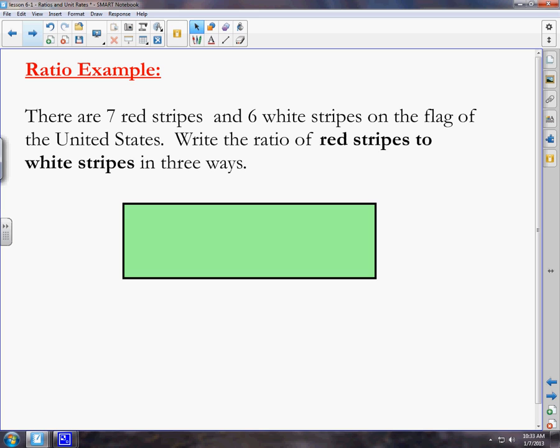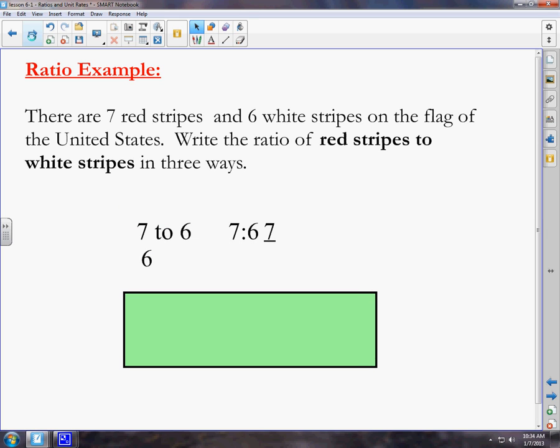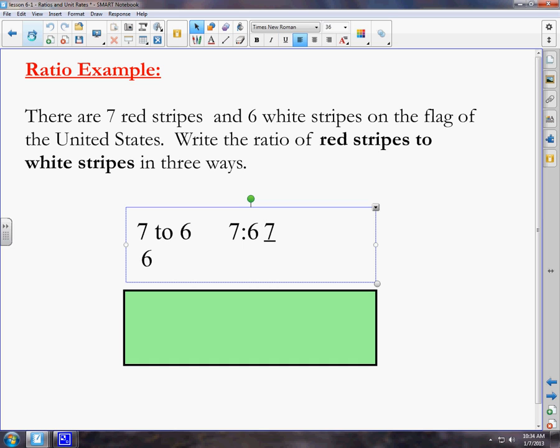So here's an example. There are 7 red stripes and 6 white stripes on the flag of the United States. Write the ratio of red stripes to white stripes in 3 ways. So push pause, try this real quick, and then we'll go over it. Okay, so there are 3 ways: 7 to 6, 7 colon 6, or 7 over 6.